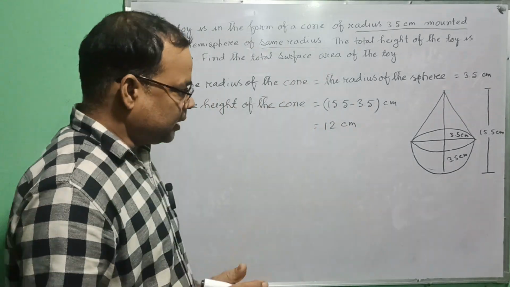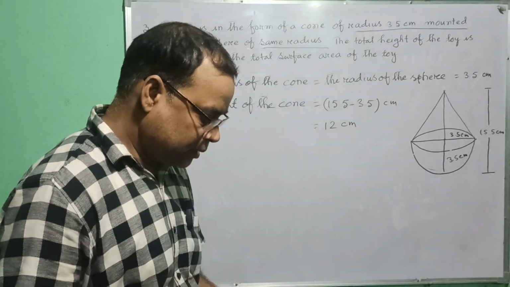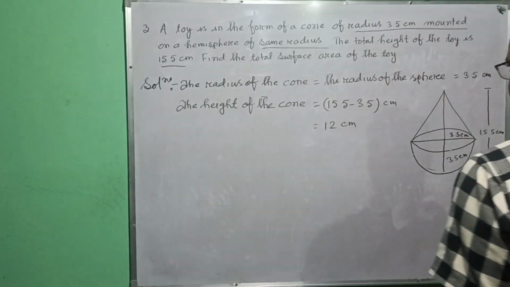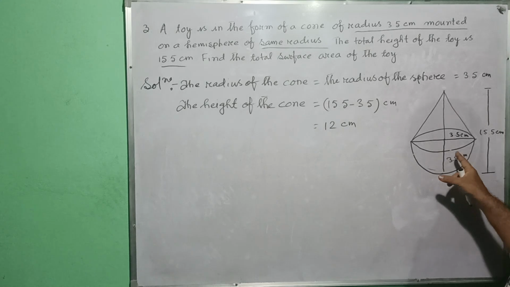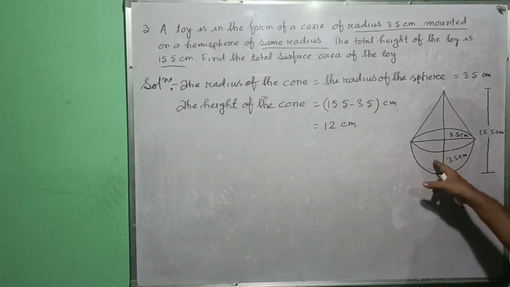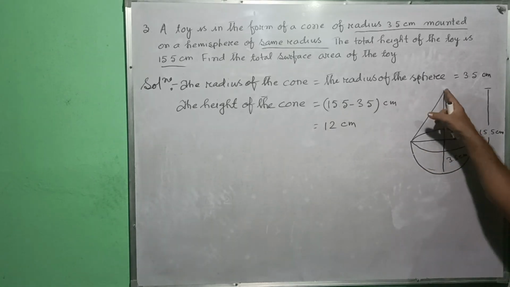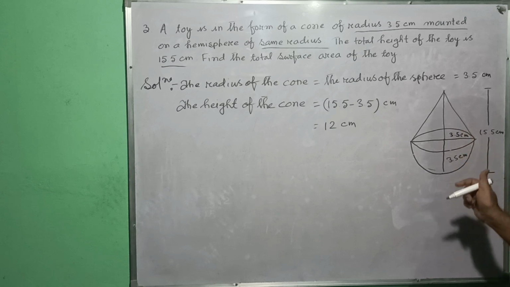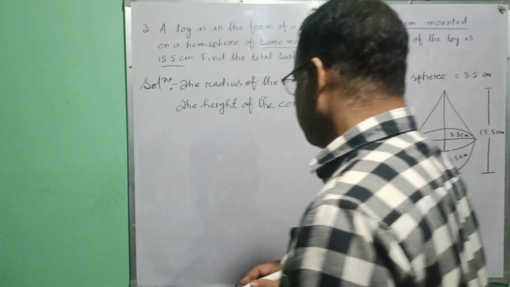Now, what is the question? Find the total surface area of the toy. So when we find the total surface area, we have to find the curved surface area of the cone as well as the curved surface area of the hemisphere. In case of curved surface area of the cone, we need to know the slant height. Slant height is not given. So we'll find the slant height.